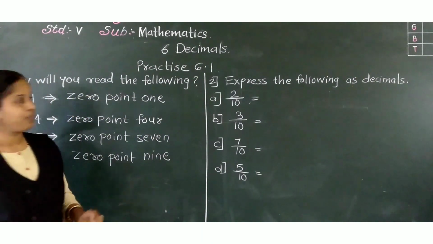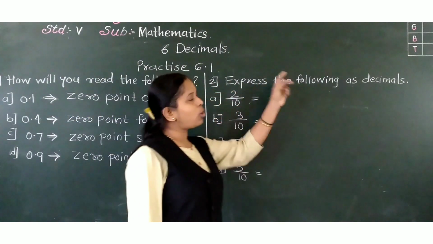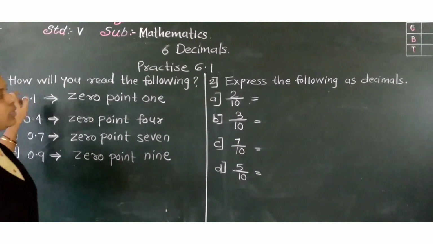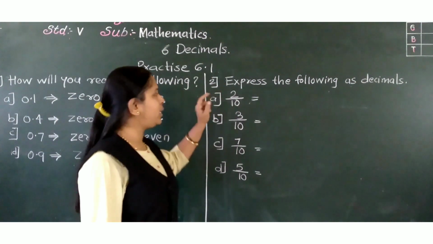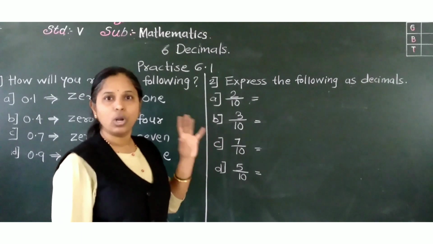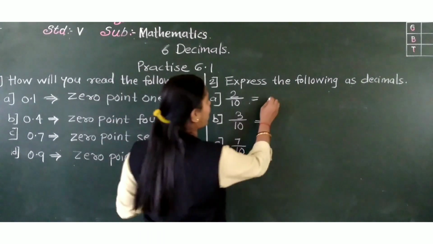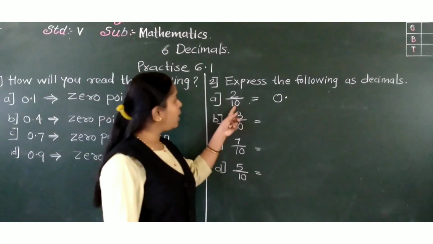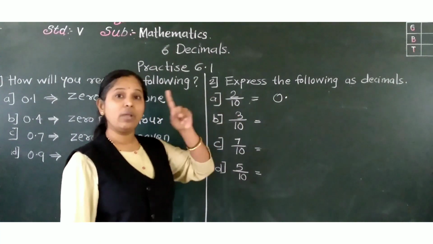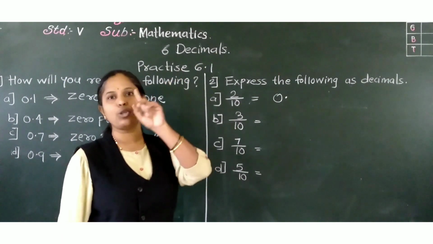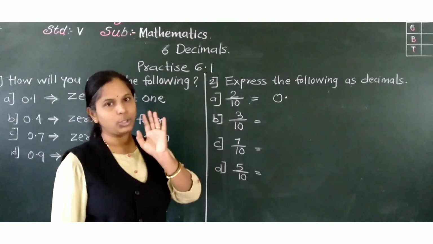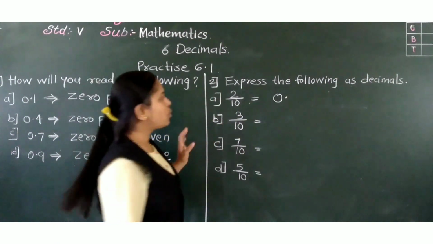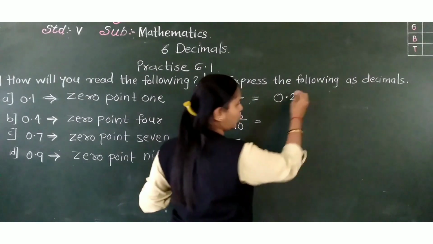Now next, express the following as decimals, means in this form we have to express. Okay, so how to express now? See, 2/10. Is there any whole part, any whole number? No, so we have to write 0. Okay, now keep in mind, when only one 0 is at the denominator, the numerator should also have one digit. Here the numerator already has one digit, that is 2. So how to write? 0.2.